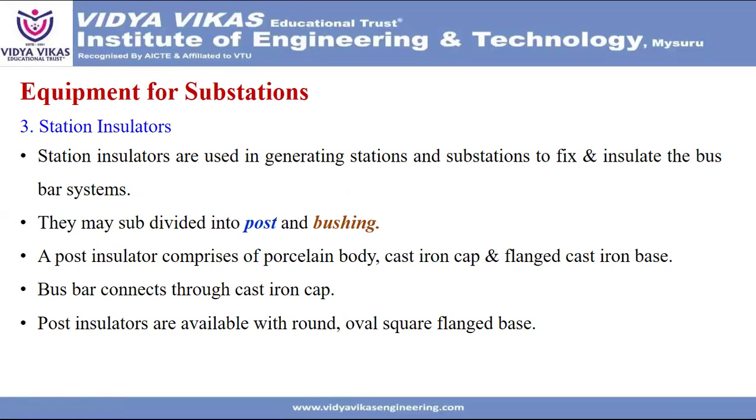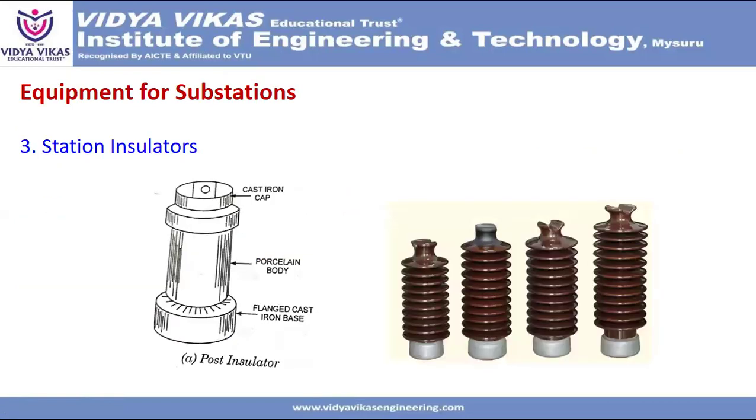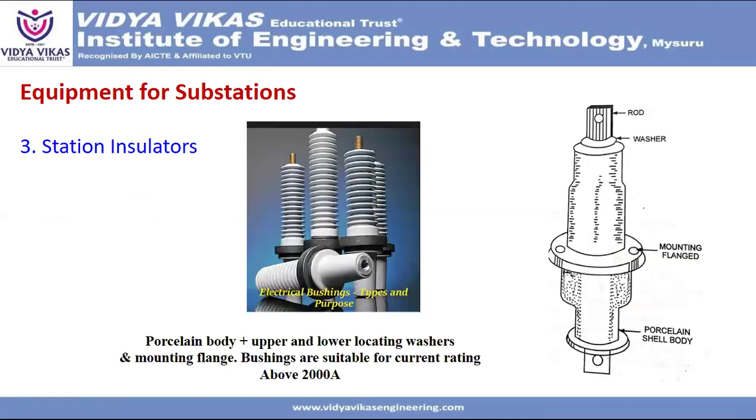A post insulator comprises a porcelain body, cast iron cap, and flanged cast iron base. The busbar connects through the cast iron cap. Post insulators are available with round, oval, square, flanged base. This is a station insulator. First one, post insulator. Here, at the top, we can observe the cast iron cap. In the middle, the porcelain body, and the flanged cast iron base. This is an electrical bushing type and purpose. It has a porcelain body, upper and lower locating washers, and mounting flanges. Bushings are suitable for current rating above 2000 ampere.